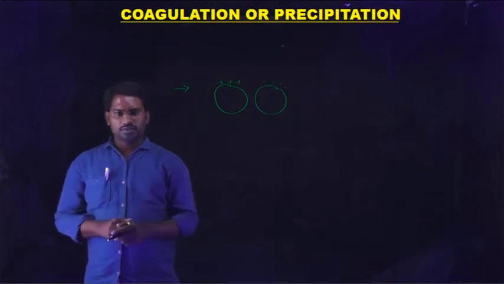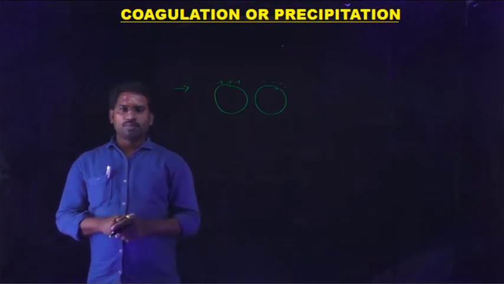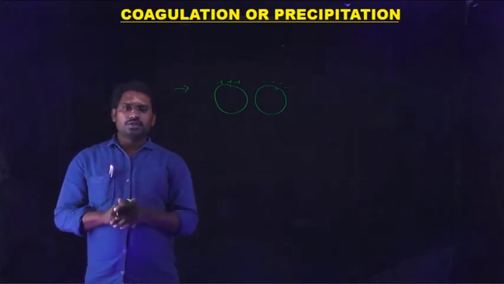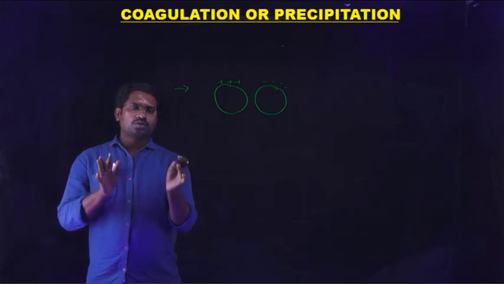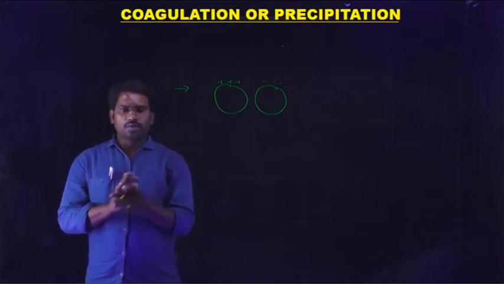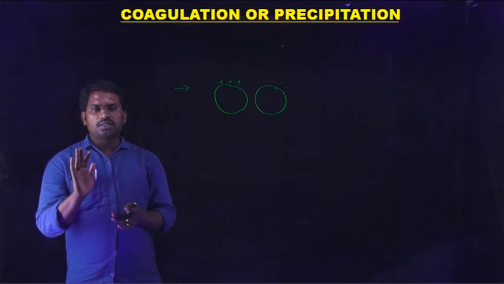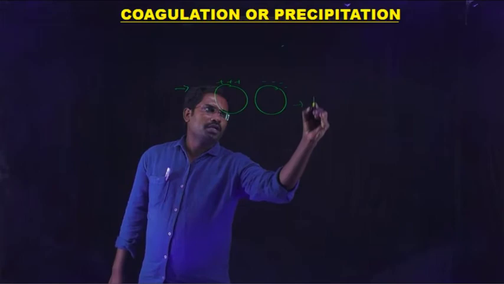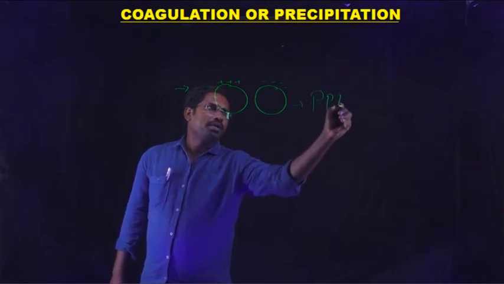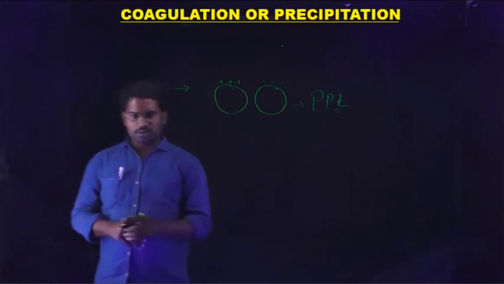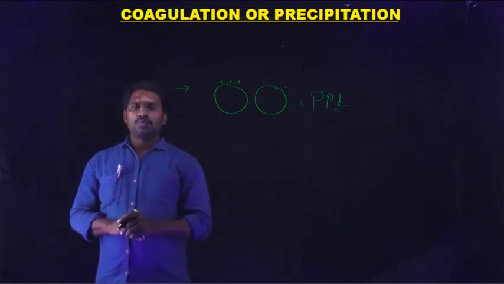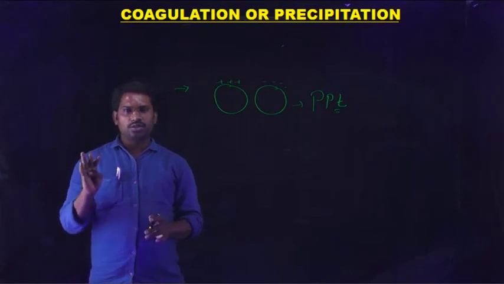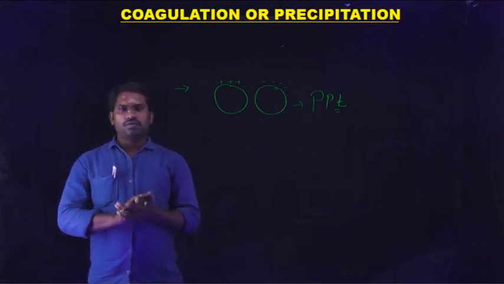Generally, the colloidal particles have either positive charge or negative charge on their surface. Every colloidal solution contains positively charged species or negatively charged species. When a small amount of electrolyte is added to the colloidal solution, the opposite charges get neutralized and the particles aggregate and come down as a precipitate. This process is known as coagulation or flocculation or precipitation. Three names are there for this process: coagulation, precipitation or flocculation.